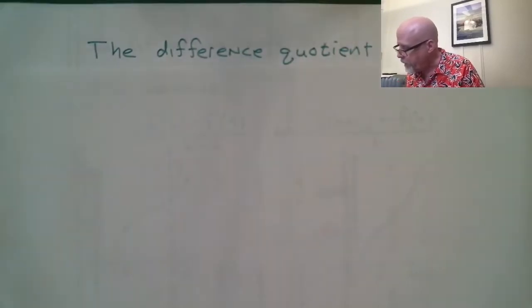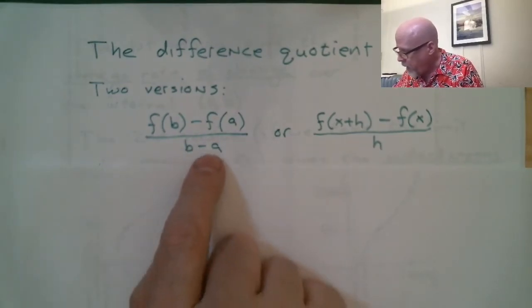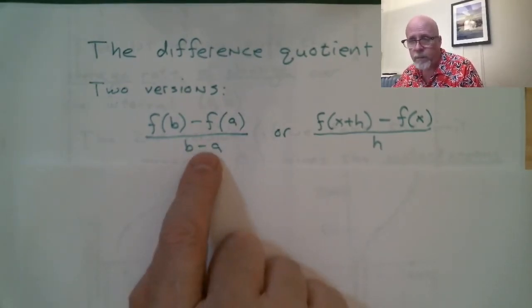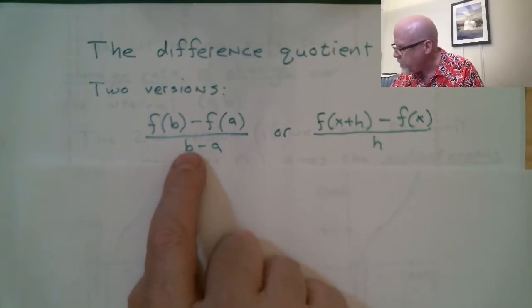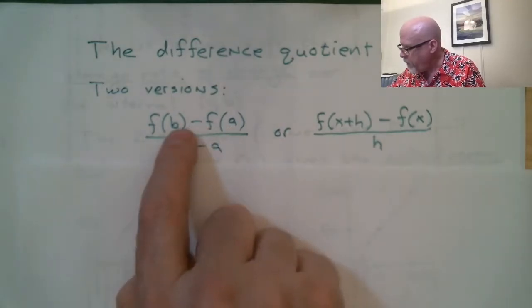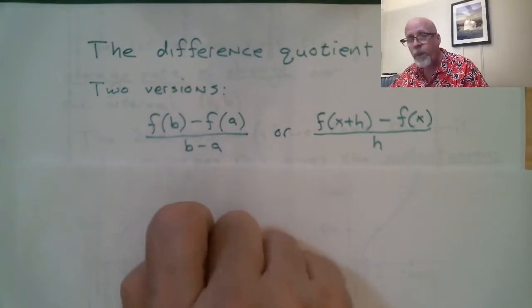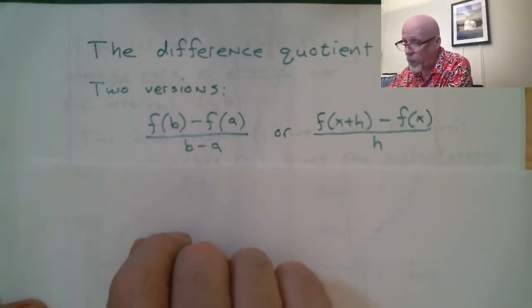It's called the difference quotient. So let me show you the difference quotient. What I'm going to show you is two different versions of the difference quotient. The first one is when we have two different x coordinates in mind, an a and a b. They're both on the x-axis. The thing in the bottom here is how far apart they are, b minus a. I'm making the assumption that b is bigger than a. The thing in the top is how far apart their y coordinates are, because f at b and f at a are the corresponding y coordinates that cause a point to lie on the graph.